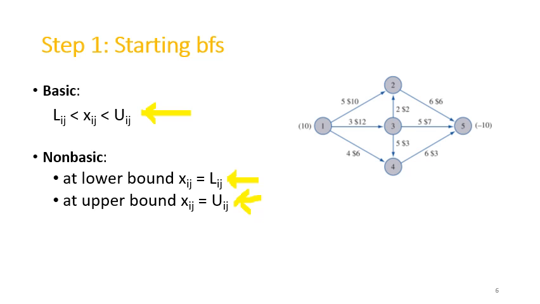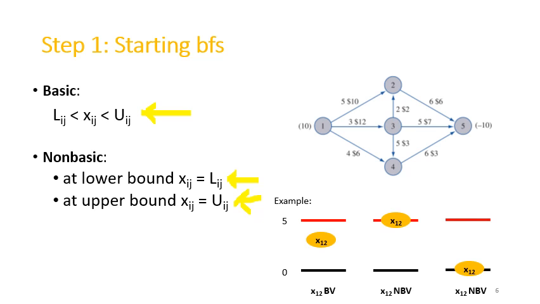Now let's take an example to make it clear. Suppose we're talking about x12, which is the number of flows that we send from 1 to 2. We see that here the capacity of this arc is 5, so the upper bound for this variable x12 equals 5. The lower bound of x12 is 0.